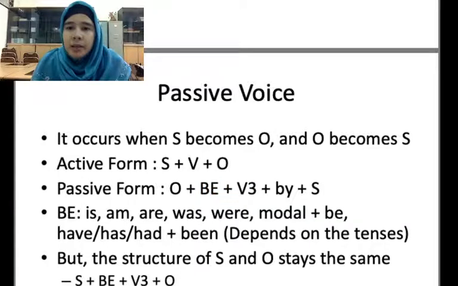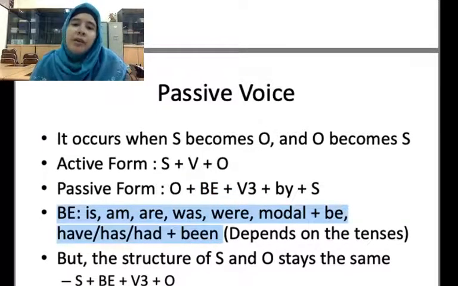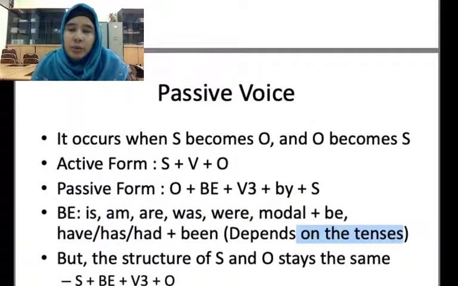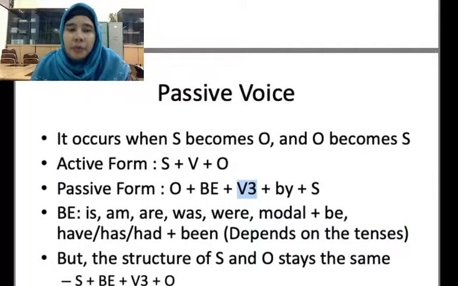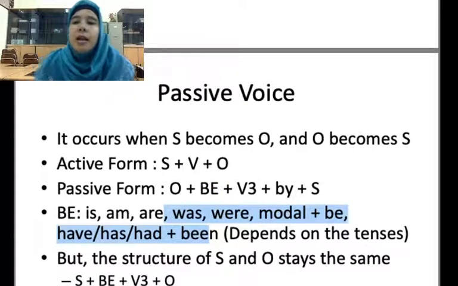Okay, what are the be? This is the be: is, am, are, was, were, modal plus be, have, has, had, and also plus been or being. They all depend on the tenses. I have already told you that passive voice is also related with the tenses. The most important part in passive voice is that you need to have the verb 3. Every passive voice should have the verb 3, and then the verb 3 should be combined with the be. And these are the be. That is the main important point in the passive voice.